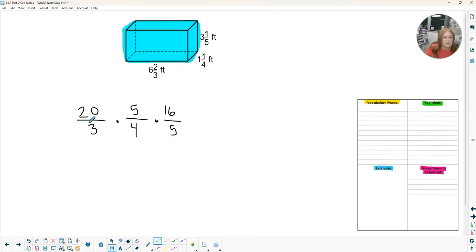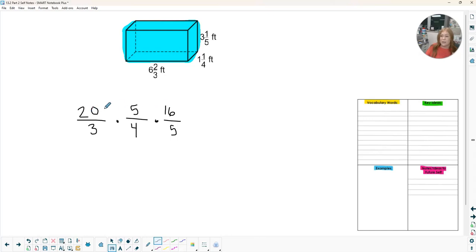Okay, so we're looking for things that 3 can go into. It can't go into 20 or 5 or 16. And the only other factor of 3 is 1. So I think 3 is as small as it can go. Okay, we're looking at the 4. 4 can go into 20 and 4 can't go into 5. It can go into 16.